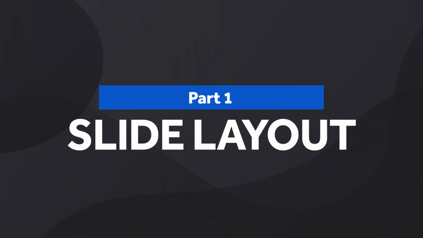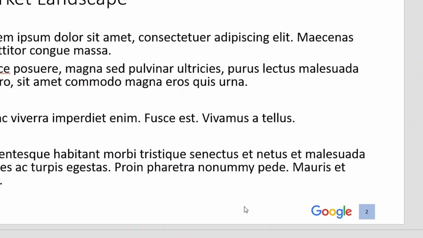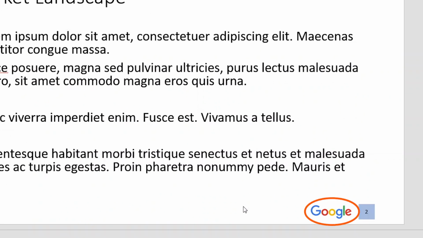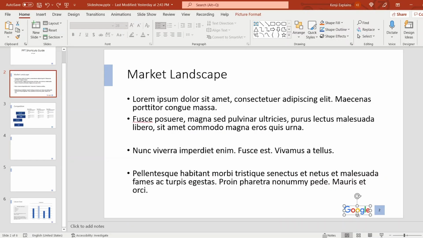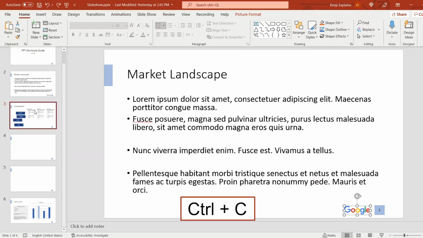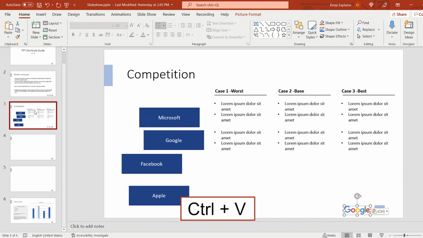So firstly, we've got the slide layout, and one thing that's very common in PowerPoint is to have the logo of the company that you work at or the university that you study at at the very bottom of the slide. So you can either do that one by one by pressing Ctrl+C, then going to the next slide, pressing Ctrl+V, but that's obviously quite tedious.